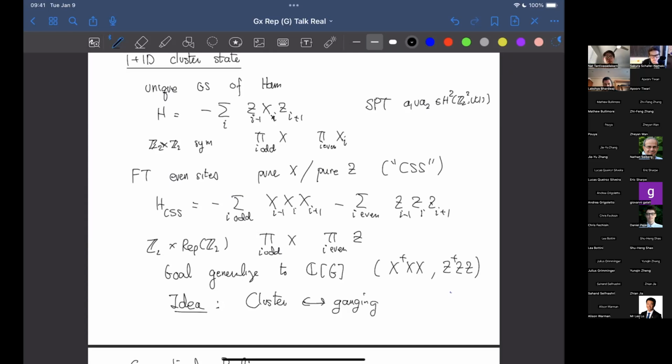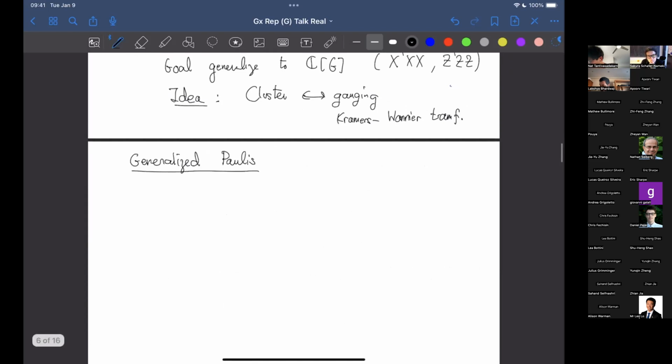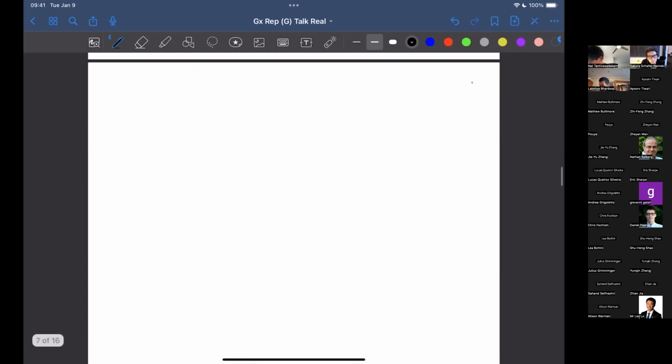Okay. And people in condensed matter sometimes use the term Kramers-Wannier transformation when they describe this. Okay. So before I do generalized Paulis, let me quickly review what the Kramers-Wannier transformation is. And I'm going to write this on the left, and I'm going to write the generalization for the group G a bit later.